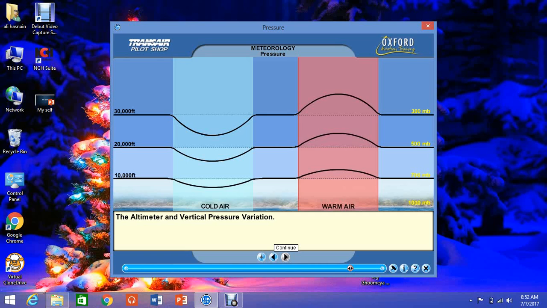This is shown in the middle of the diagram. If the pressure were 300 hectopascals or millibars, the altimeter would register a height of 30,000 feet. However, if the atmosphere were colder than ISA, as shown on the left, the 300 millibar pressure value would be much lower than 30,000 feet.